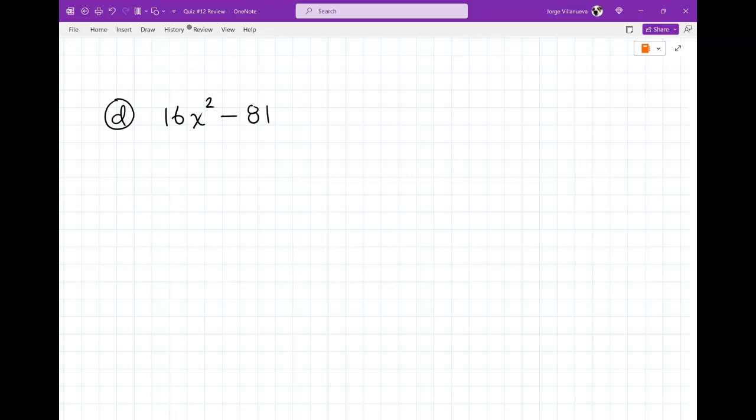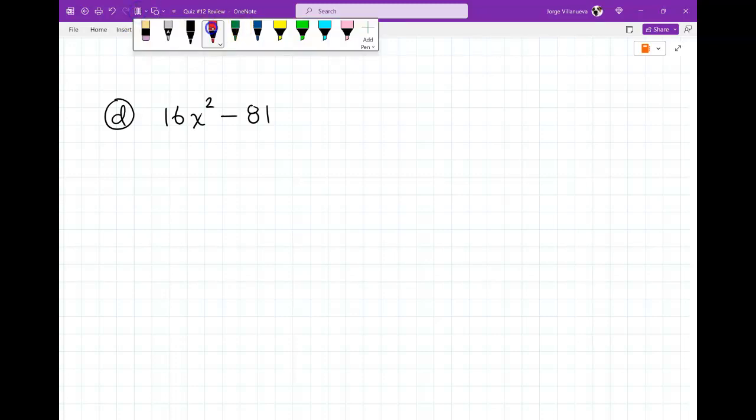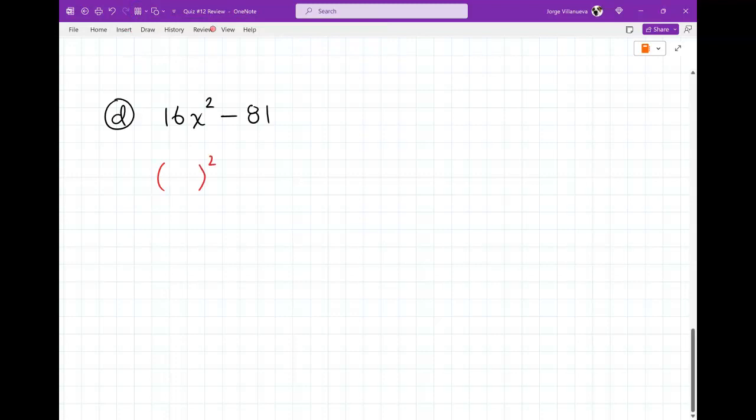Is it 4 terms? No. Is it 3 terms? No. Is it 2 terms? Yes. Is it a difference of 2 squares? Well, that's what we got to find out. So we're going to write something squared minus something squared. Okay? So what squared is 16x squared? 4x, right? Yeah, 4x. And what squared is 81? 9. So all you have to do is write 4x minus 9, 4x plus 9, and that's it.